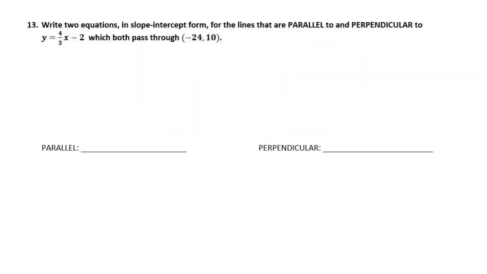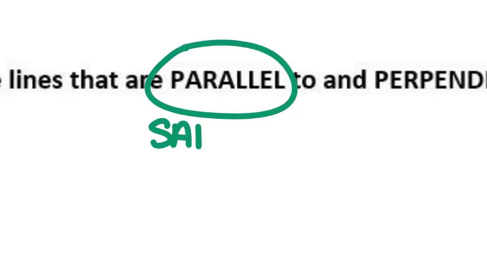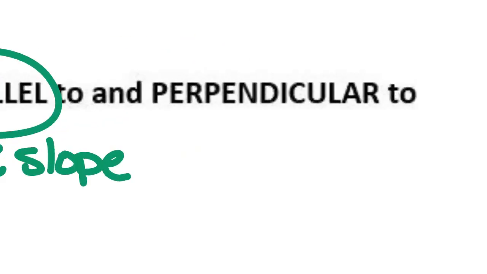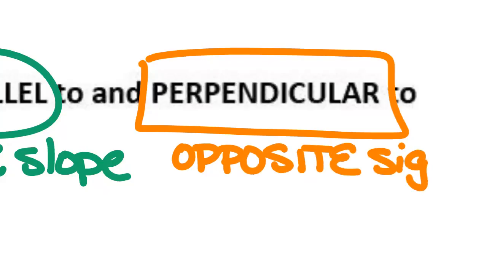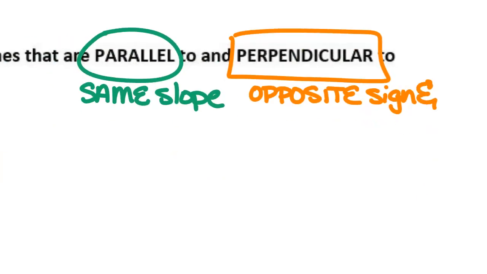Thank you. Number 13. Write 2 equations in slope-intercept form for the lines that are parallel and perpendicular to y equals 4/3 x minus 2. So parallel, we need the same slope. For perpendicular, we need opposite sign and reciprocal slope. So we're going to flip our fraction.